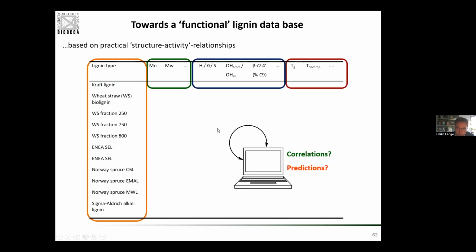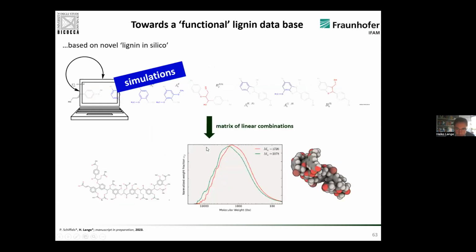One thing I like to do is to put all these analytical data together, because I want to arrive at a lignin database, so that I have the key data and then the computer tells me you probably have this lignin and this is the best way to valorize it. That is my personal driving force for doing this NMR analysis.